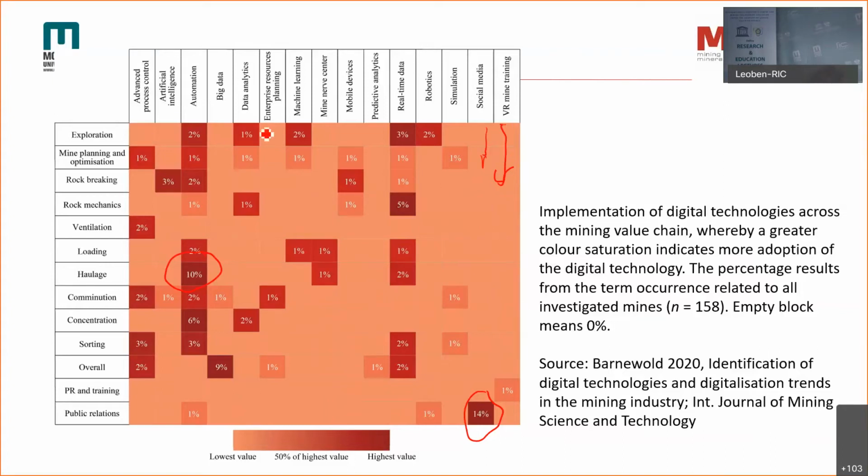Exploration, this line here. You see that it's just a little bit backed by digital technologies, and all the rest is just below 5% or 1%. So I think that's in line with what we had on the previous slide, that there's still huge potential for the mining industry to push their digitalization aspects and go one step further, trying to be on top of the game of that development.